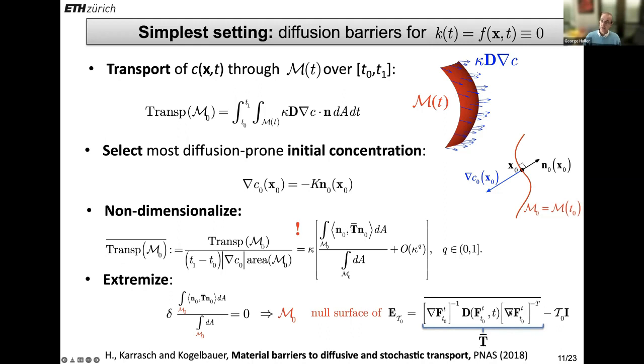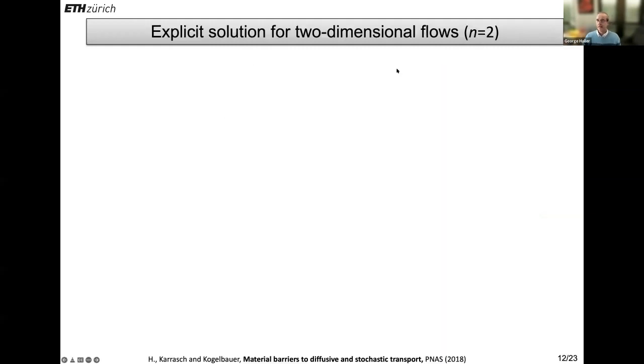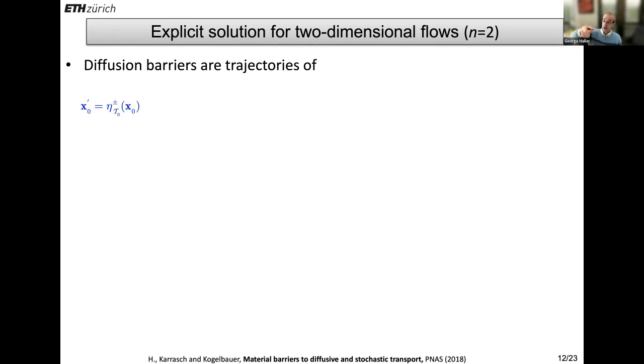Now you see what the transport tensor is, but it's the null surfaces of this modified transport tensor that are the barriers. Now that sounds very abstract, which it is, but we were happy to be able to solve this in n dimensions. What does it say for the ocean? If we assume that the ocean is two-dimensional, it turns out you can solve explicitly for these null surfaces, and you can draw them as curves based on the initial configuration.